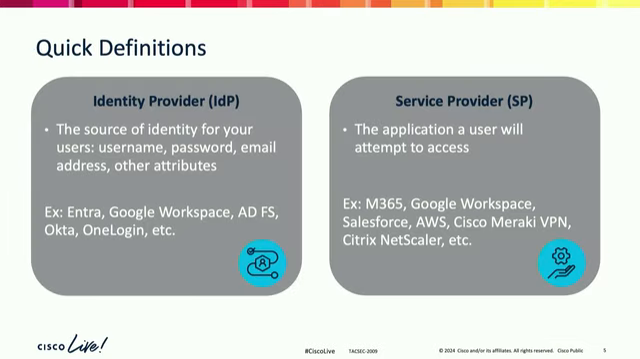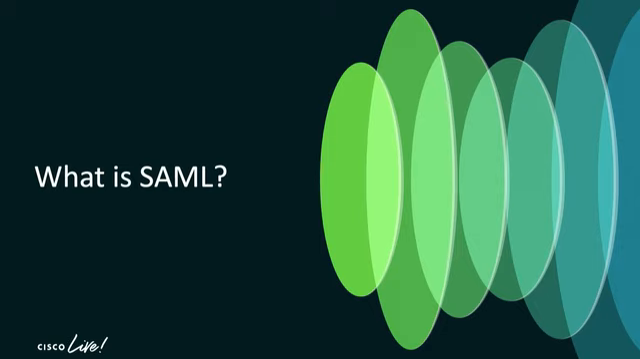A couple quick definitions about SSO. Things that we're going to cover quite a few times today are identity providers and service providers, also abbreviated as IDPs and SPs. Identity providers are the source of authentication for a user, where we're storing credentials and attributes about the user. Think of places like Active Directory or Entra ID. On the service provider side, this is the application that you're actually protecting with SSO. So think of things like logging into a Meraki VPN or Salesforce as an example.